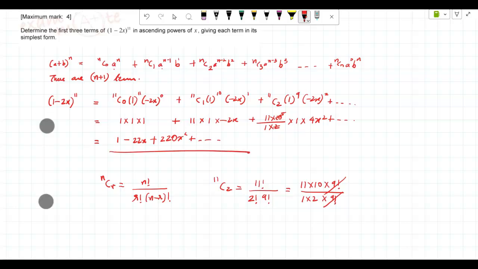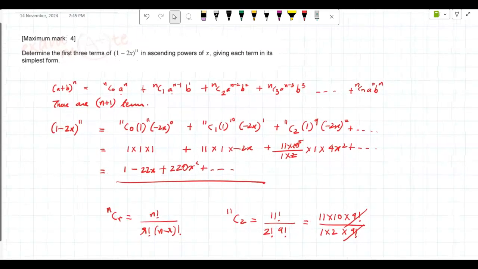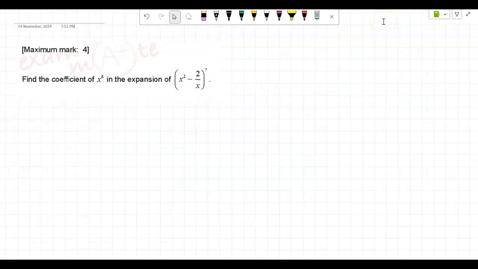Yes, this formula is in the formula booklet, but children do not apply it. It's very important. You apply the T(r+1) formula, the general term nCr, a raised to n minus r, b raised to r. What's n? 7. What's a? x squared. What's b? Minus 2x raised to minus 1. So now you apply nCr.